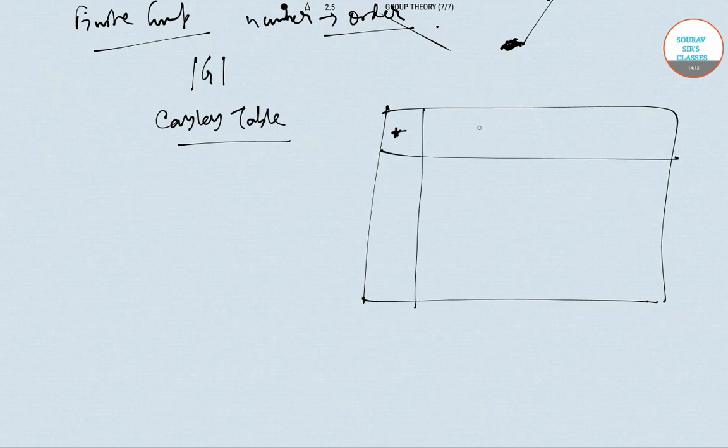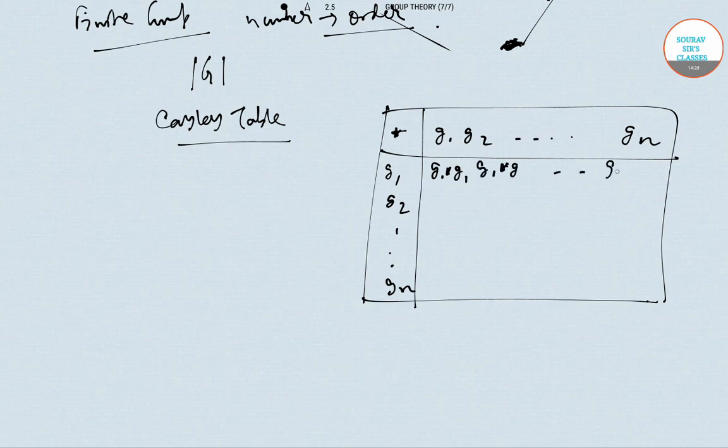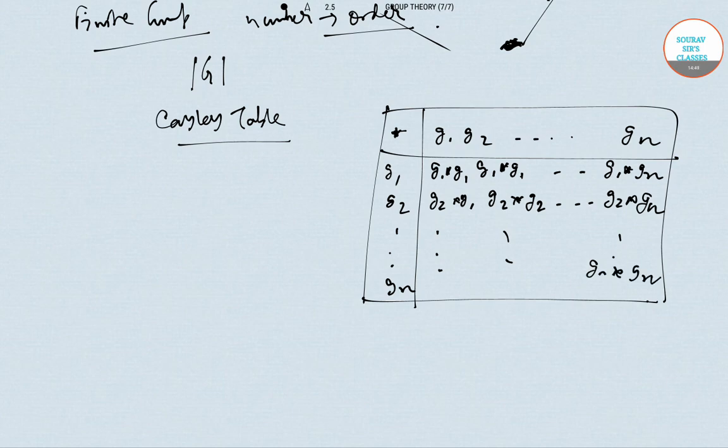So this is the operation structure. You can take it as a simple multiplication. This is g1, g2 dot dot dot gn, and this is g1, g2 dot dot dot gn. So the first one is g1 g1. Second one is g1 asterisk g2, up to g1 asterisk gn. Then g2 asterisk g1, then g2 asterisk g2, then g2 asterisk gn. In this way we are proceeding, and the last one has to be gn gn. Okay. So this is the pattern, very easy.